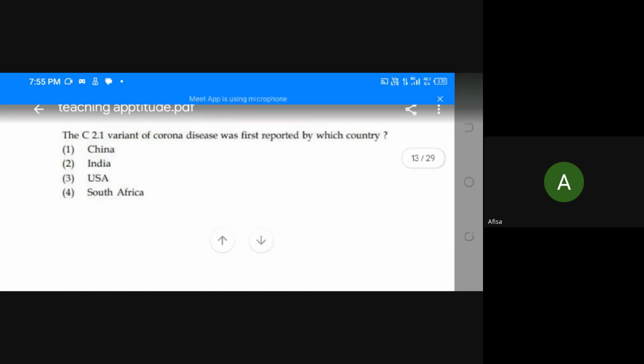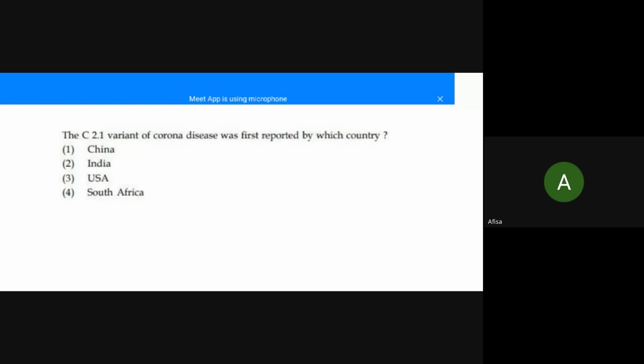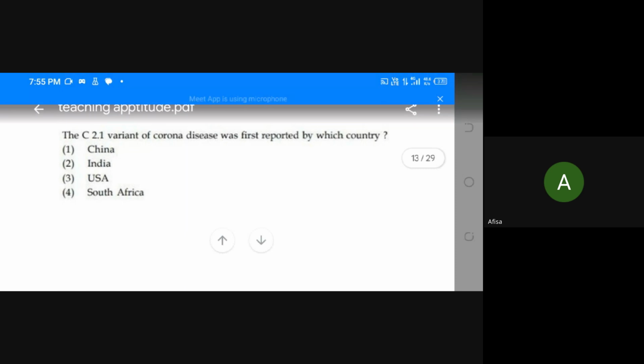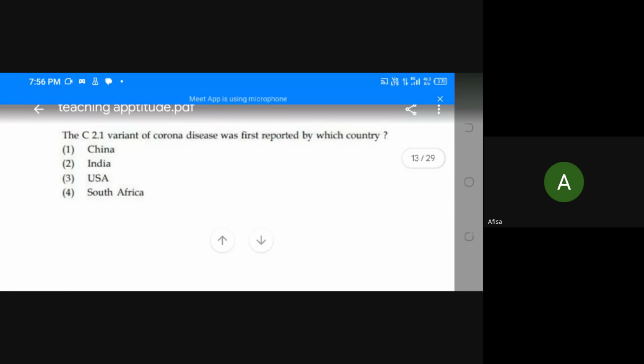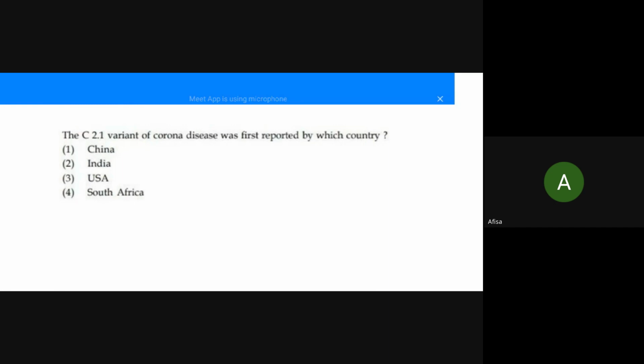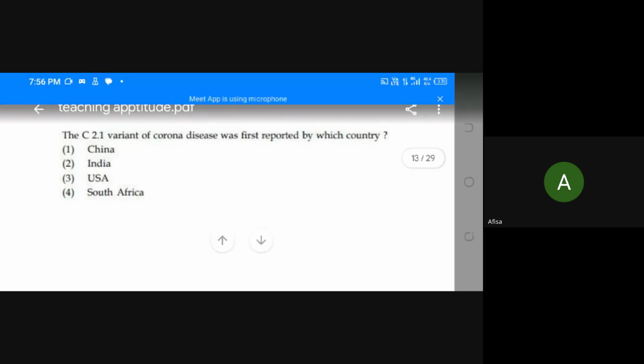This is a very easy question. I think everyone can answer this. This corona was first reported in which country? China, India, USA, or South Africa? I hope everyone can answer this. So the answer is China.